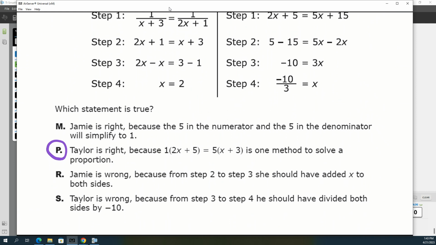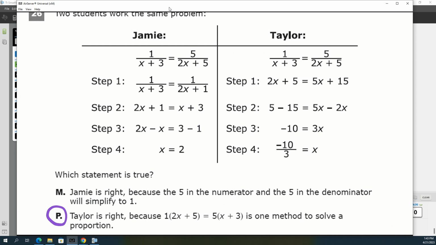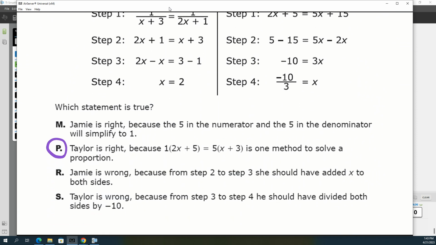Now, Jamie is wrong, but not wrong in step 2 and 3. Jamie was wrong in step 1. And Taylor is never wrong.